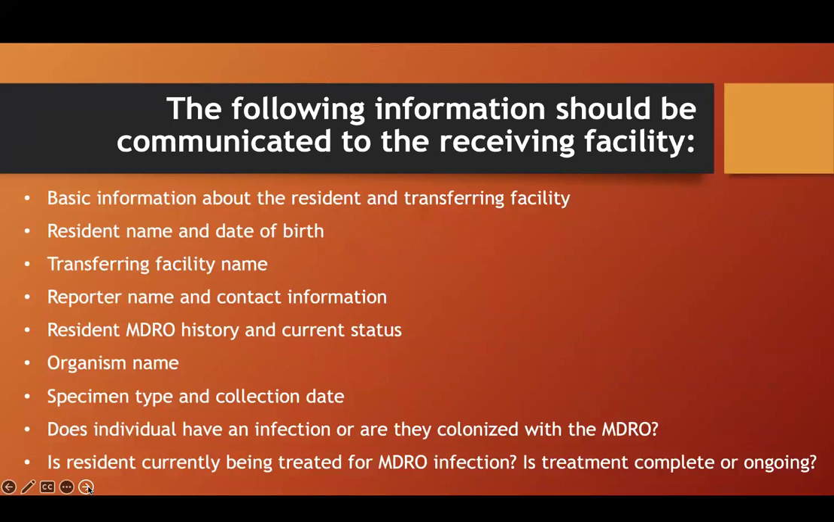The following information should be communicated to the receiving facility. The basic information about the resident and transferring facility, why they were with you. It could be that if you're in a long-term care, they were there as a short-term care patient and they're transferring to an assisted living or whatever their next level of care is. Or if they're going back to the hospital. And that's irrelevant of whether you took that patient from that hospital and they had the MDRO coming into you.